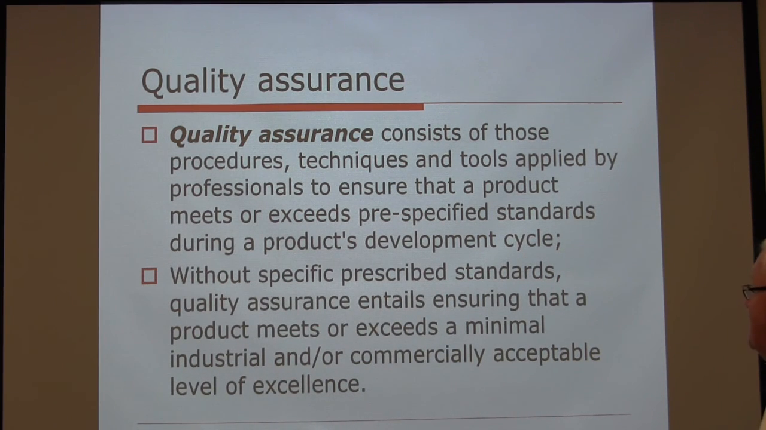So it consists of procedures and techniques and tools that really help us to exceed, hopefully, pre-specified standards. Without standards, quality assurance entails ensuring that a product meets or exceeds minimal industrial or commercially acceptable levels of excellence. So sometimes you won't find standards for something you're doing because it may be too new. So you look at what's industry and commercially acceptable.